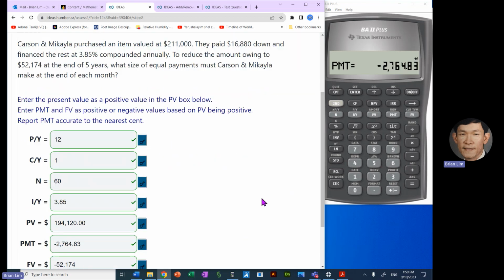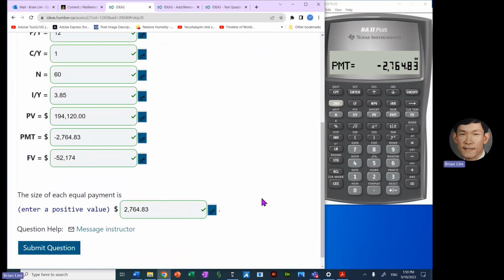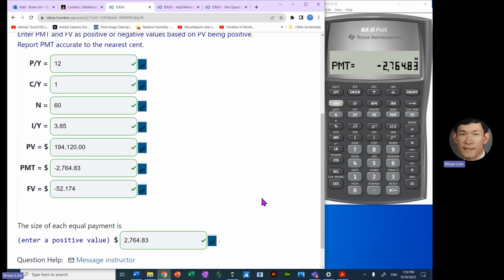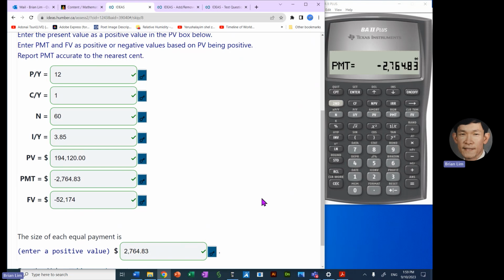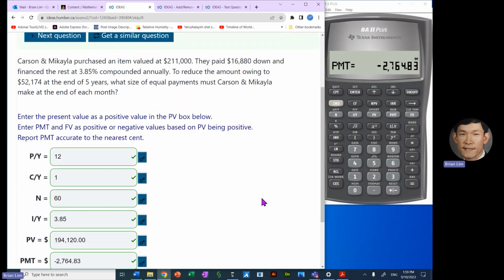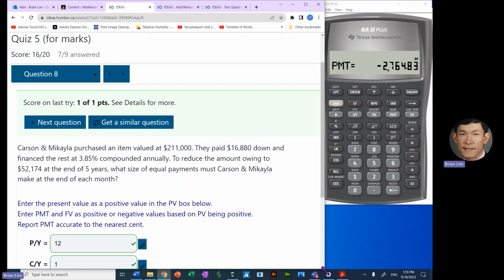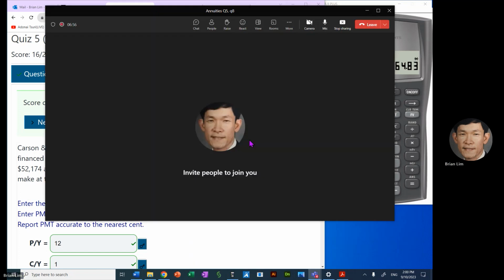Let's submit the question. And as we can see, it is correct. So those are the numbers, and there is the question. Okay, that brings us to the end of another episode of calculations involving annuities.